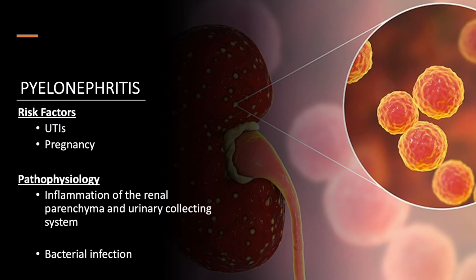Now guys, we get to pyelonephritis. This is the opposite of urinary tract infections, and urinary tract infections can lead to this disorder, pyelonephritis, okay? And UTIs were discussed in Renal Disorders Part 1. Now the risk factors for pyelonephritis are things such as UTIs and pregnancy. Pyelonephritis is the inflammation of the renal parenchyma and urinary collecting system, and it is a bacterial infection, guys. And when there is infection, we're going to see manifestations that are signs of infection.